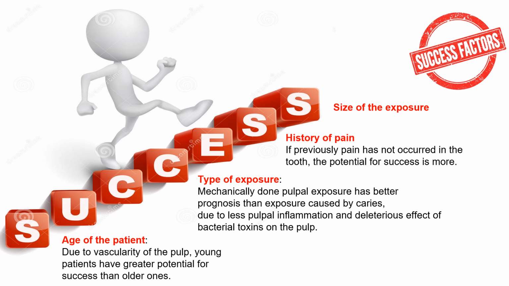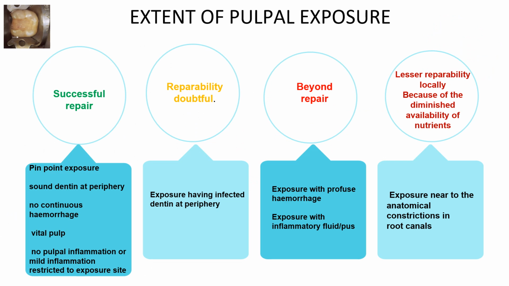So what determines the success of these vital pulp therapies? It depends on the age of the patient, type of exposure, history of pain and size of exposure. So, the extent of the pulp exposure determines the success of the treatment. There will be a successful repair when there is pinpoint exposure and sound dentin at the periphery, whereas the repairability is doubtful when the exposure site is infected at the periphery, and it is considered beyond repair when exposure is accompanied with profuse hemorrhage, and there is lesser repairability locally when there is diminished availability of nutrients, such as when the exposure is near anatomical constrictions.